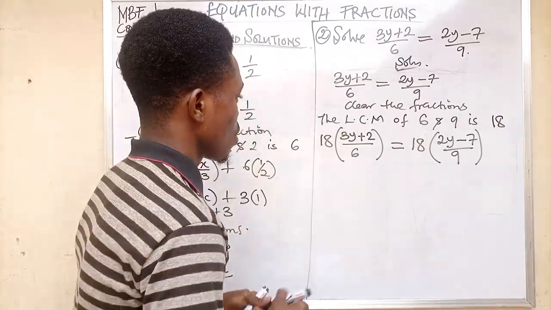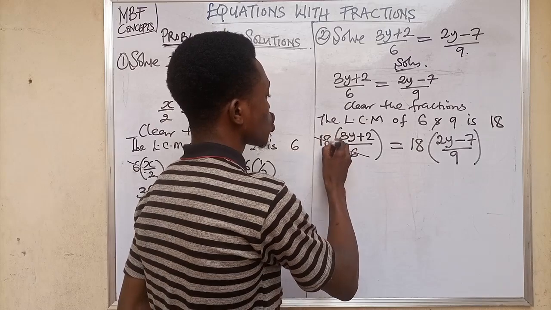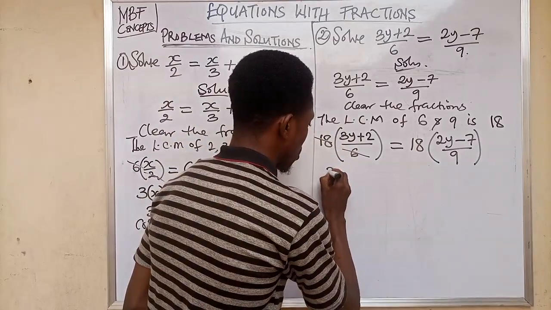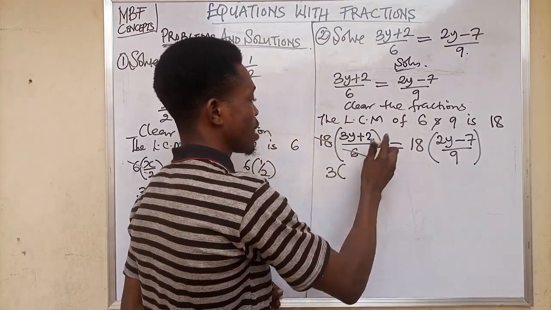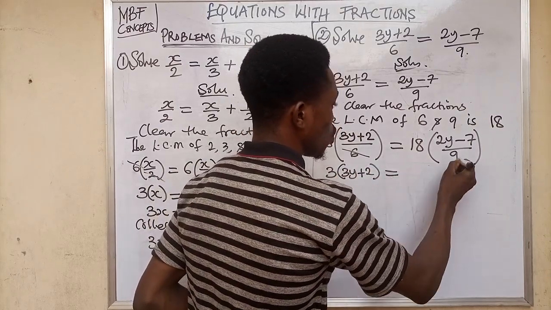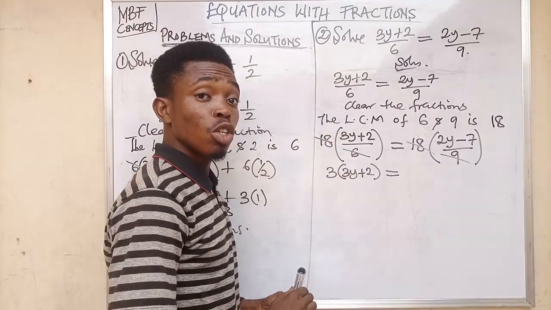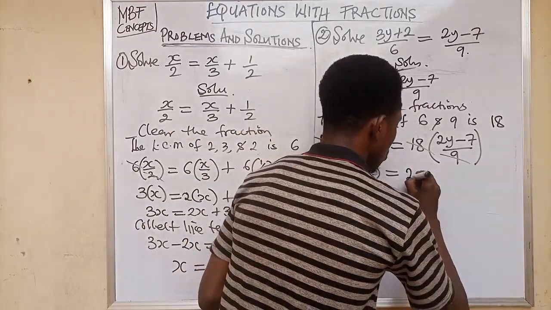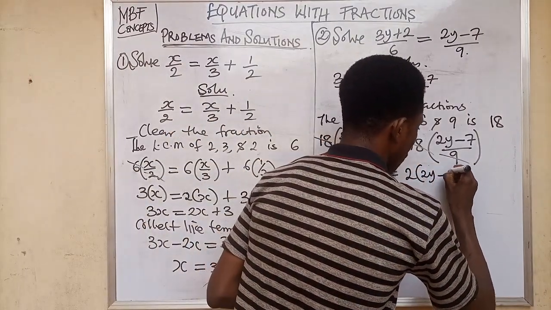Now guys, what do we do? 6 can go into 18 to give us 3. Hence you are going to have 3 times (3y plus 2) is equal to, 9 can go into 18 to give us 2. So now put down 2 times (2y plus 7).